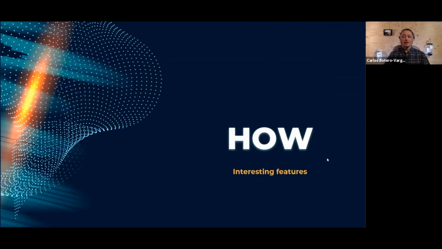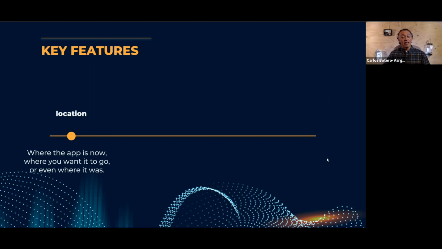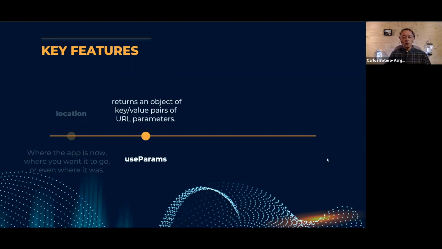How? This is a little collection of interesting features that I found in my research that React Router offers to all of us that are developing React applications. For instance, location. It records where the app is now, where it wants to go, and, interestingly enough, where it was. More of that in a little example I prepared for you in a few seconds.